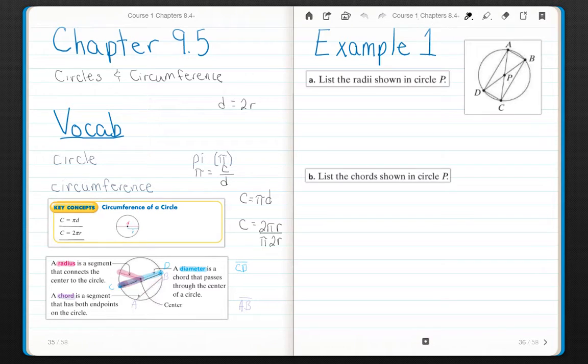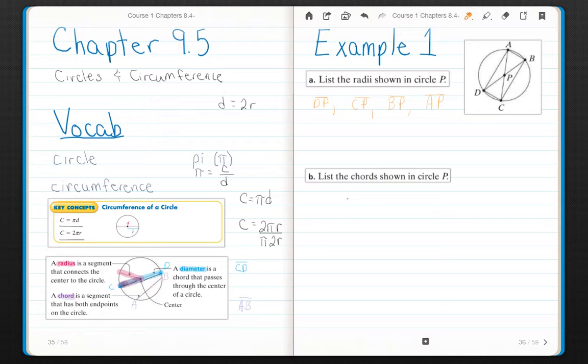So let's jump into example 1. List the radii shown in circle P. Now, I want all of them. Circle P is named that because P is the center of the circle. I want all of the radii, so all of them will have P in it. So I see first DP, don't forget the segment symbol, CP, BP, and AP. Those are all of the radii. They connect from the center of the circle out to the circle itself.